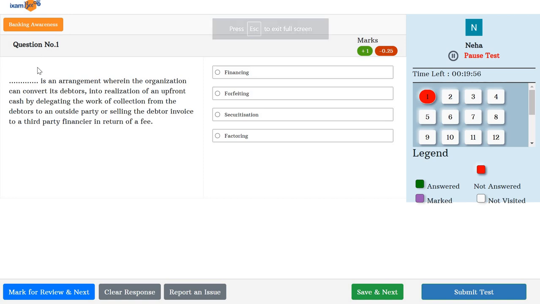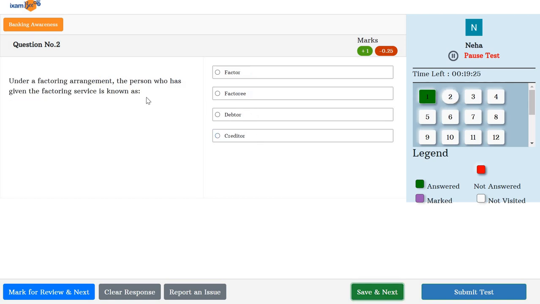The first question talks about an arrangement wherein the organization can convert its debtors into an upfront cash realization by delegating the work of collection from the debtors. So whenever an organization gives this work of cash collection from the debtors, it is referred to as factoring, and the organization to which it is given is known as a factor. So factoring is the right answer.